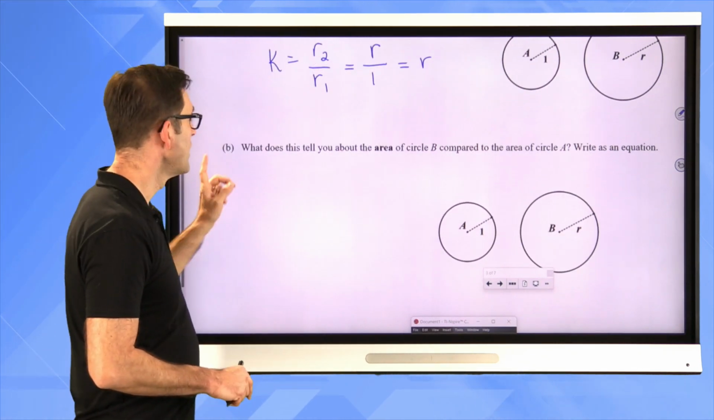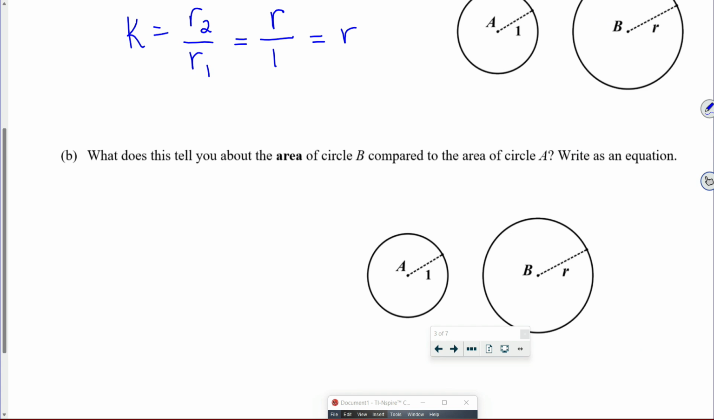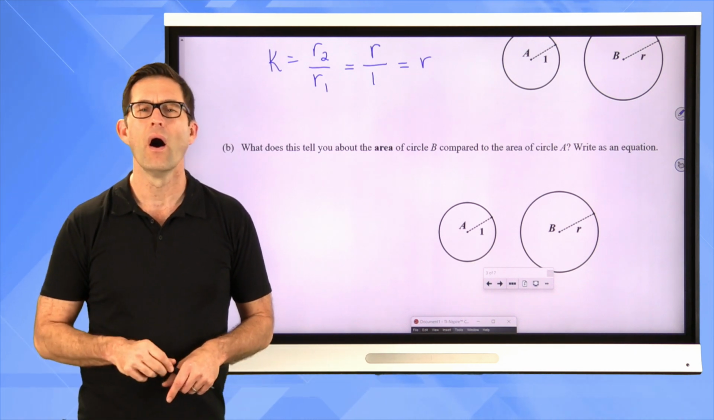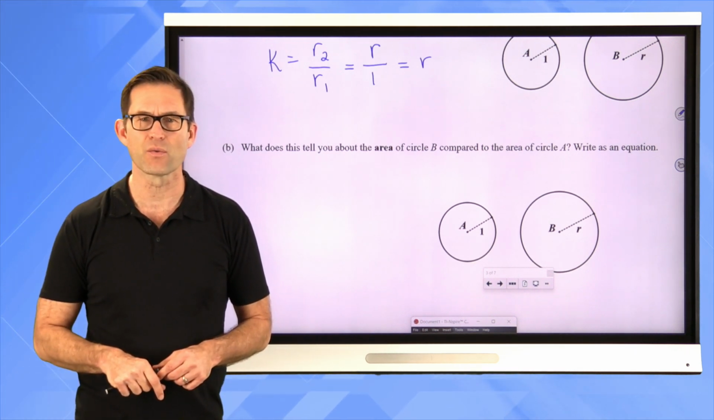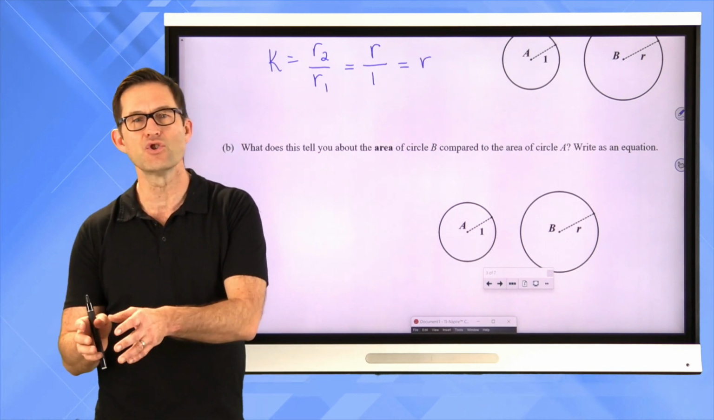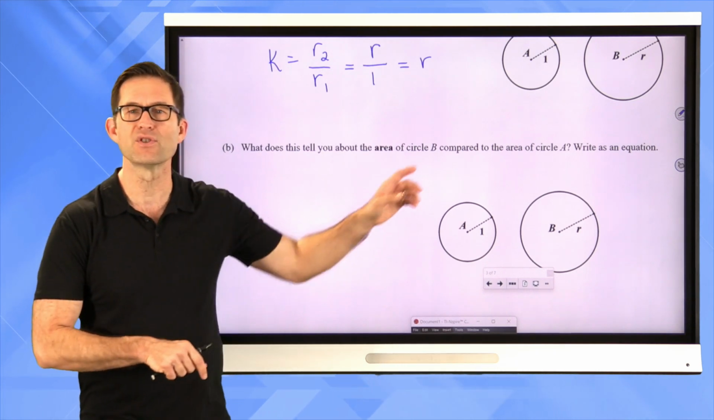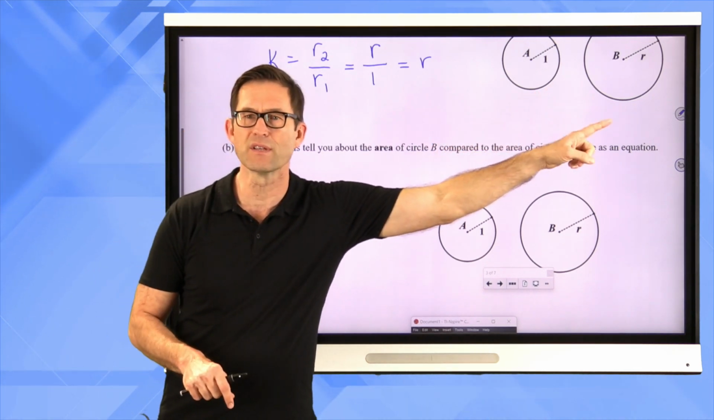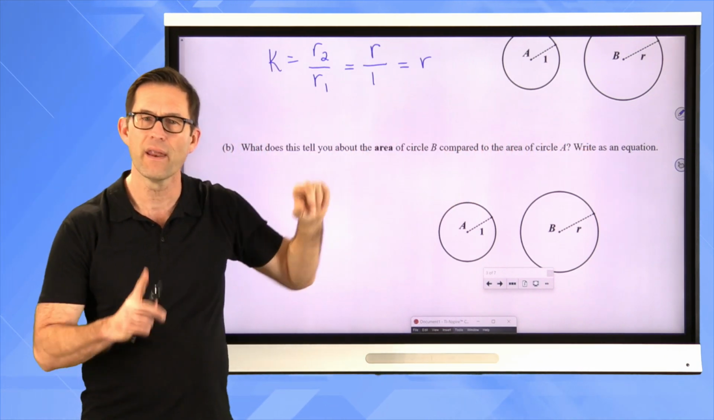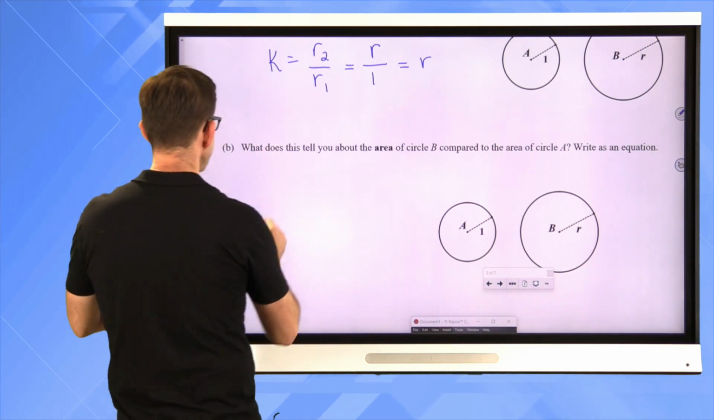Okay, letter B. What does this tell you about the area of circle B compared to the area of circle A? Write it as an equation. All right, so now we just had a lesson, a couple lessons ago, on the areas of similar figures. And we said there's a relationship between the area of an image versus the area of the pre-image, and we want to think about this one as the pre-image and this one as being the image, if we know what the scale constant is. And remember what that was, forget about this in general.